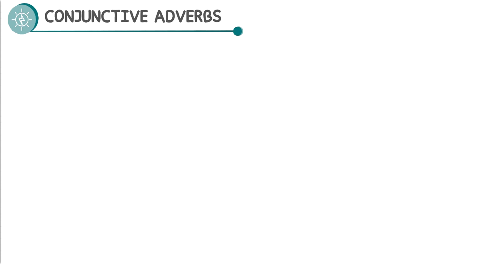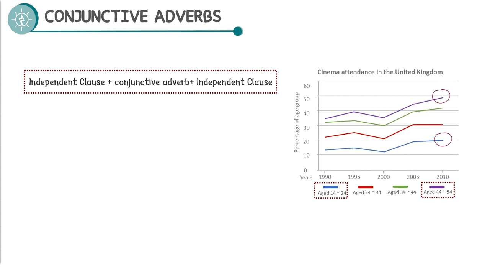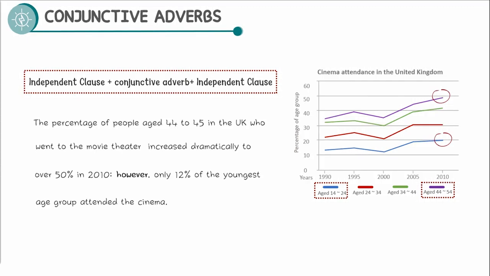In the use of conjunctive adverb, let us check this pattern. Independent clause plus conjunctive adverb plus independent clause. The percentage of people aged 44 to 45 in the UK who went to the movie theater increased dramatically to over 50% in 2010. However, only 12% of the youngest age group attended the cinema. The percentage of people aged 44 to 45 in the UK is the first independent clause, followed by the conjunctive adverb, which is however, then another independent clause. Only 12% of the youngest age group attended the cinema.